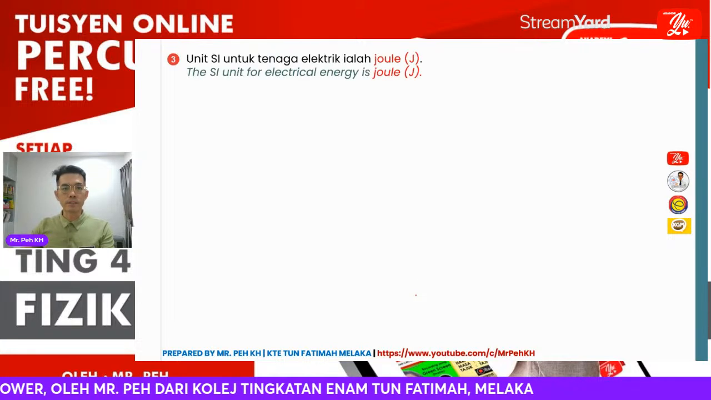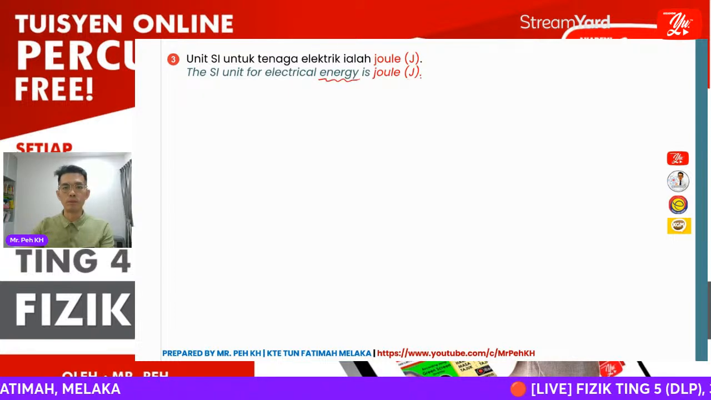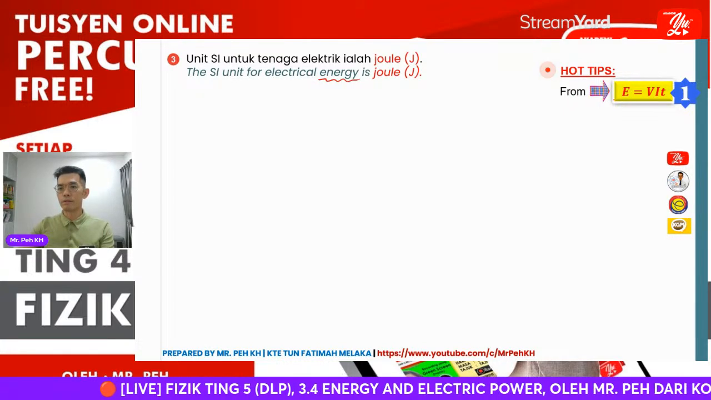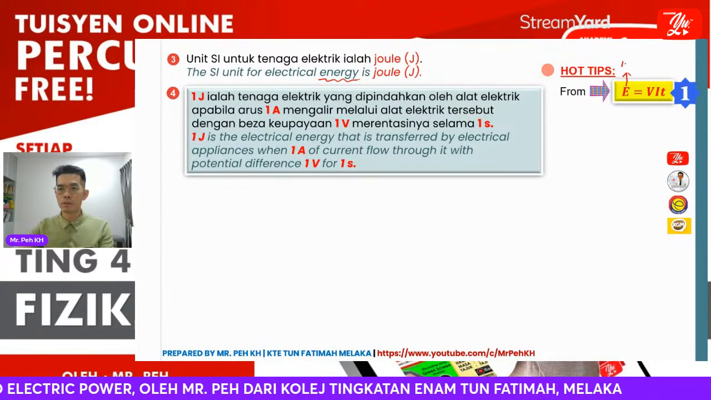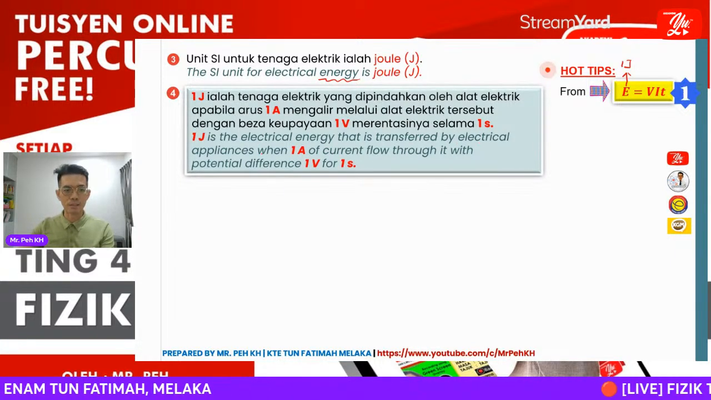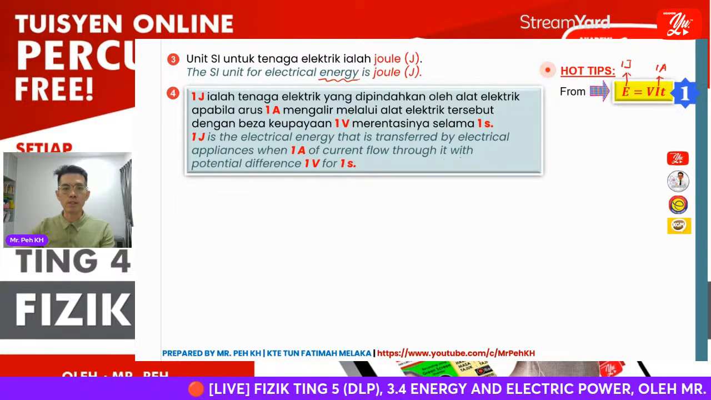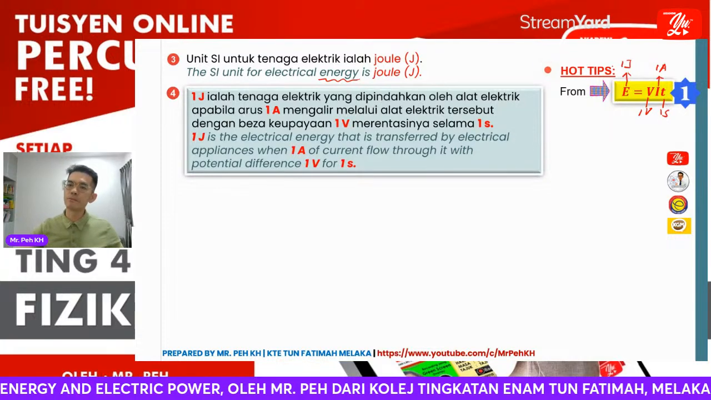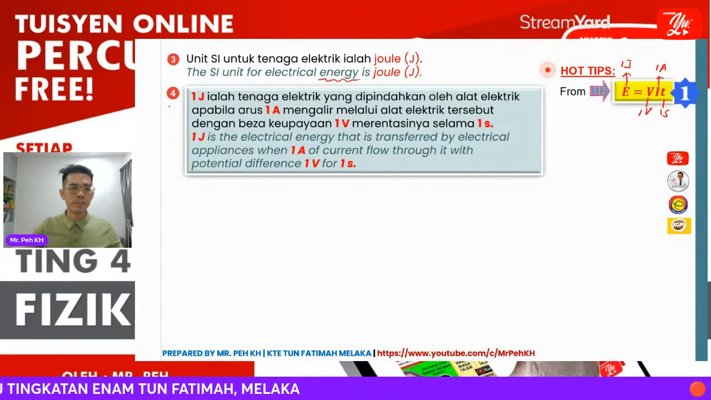The SI unit for electrical energy is joule. Since this is energy, the unit will be joule. From the equation we just derived, 1 joule is the electrical energy transferred by an electrical appliance when 1 ampere of current flows through it with a potential difference of 1 V for 1 second. You can use the formula we described just now to get the sentence of number 4.